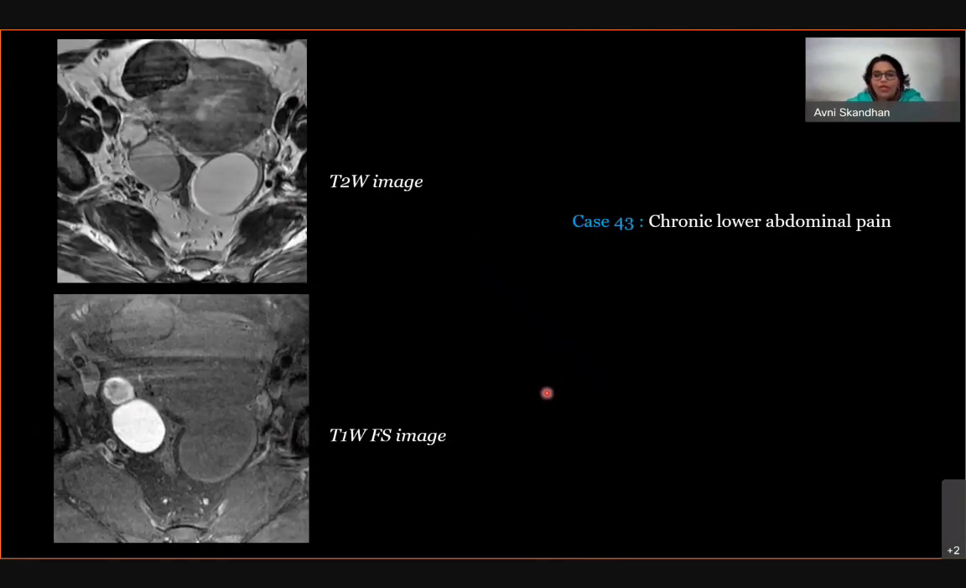Okay. Now, this is a patient with chronic lower abdominal pain, T2-weighted image, T1 fat sat image. Tell me what all are the things that you're seeing. Okay, I got 1, 2. There's something more. There's one more thing. Somebody told me a fibroid, somebody told me endometrioma. There's one more thing that I want to hear. Yes, there are 3 things you're seeing here.